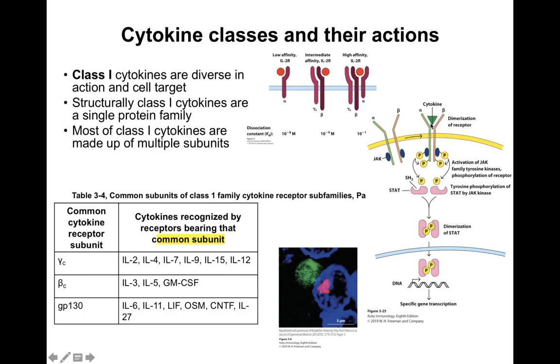And the class 1 cytokines act through JAK-STATs. So JAKs interact with the receptor on the intracellular side, and when that receptor gets bound to its ligand, the JAKs get phosphorylated. And then when those JAKs get phosphorylated, they phosphorylate STATs. And when the STATs get phosphorylated, they dimerize, and then they go to the nucleus and become a transcription factor that can change which genes are transcribed.